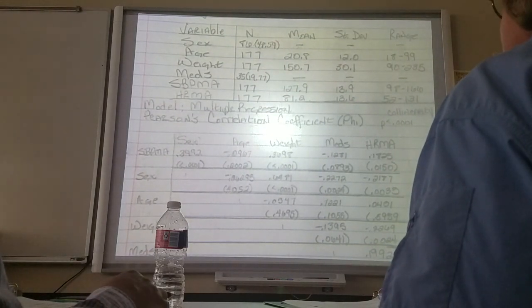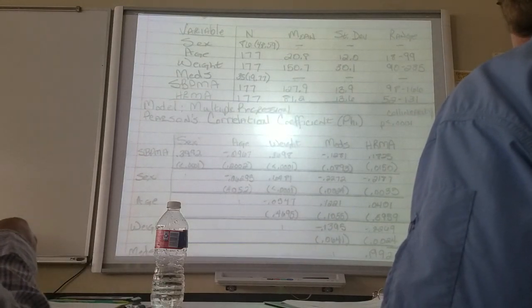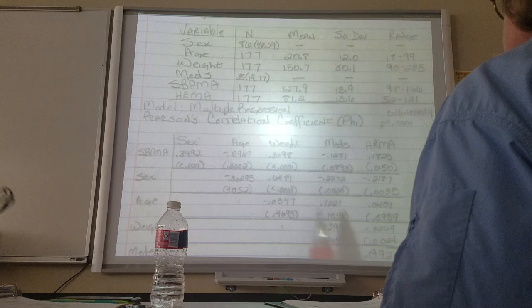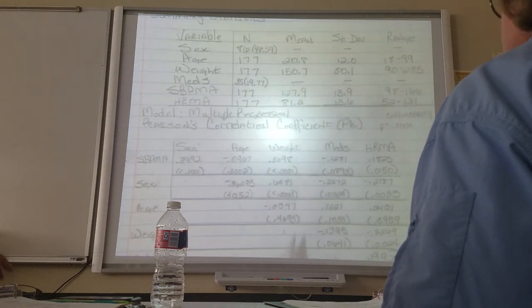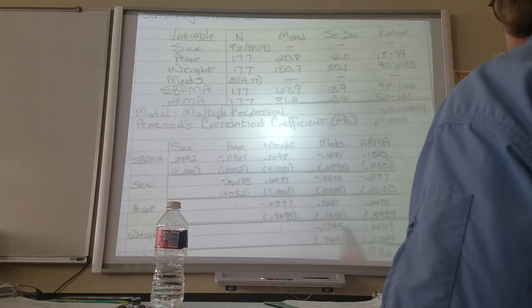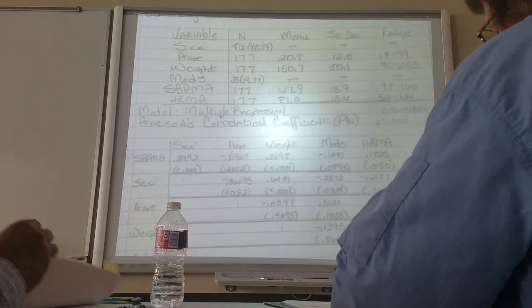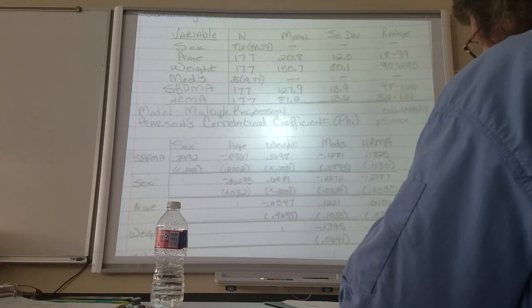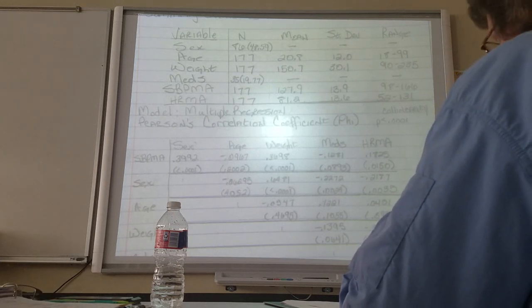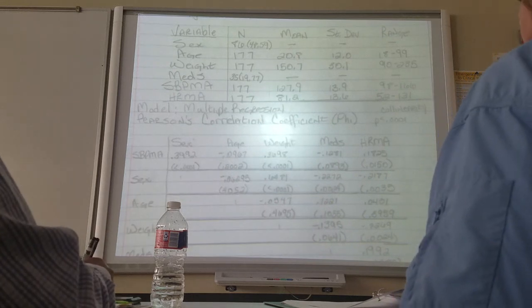Sex, and which one is collinear? The HRMA. No, that's .0035. Sex and... I was thinking it was sex and weight, yeah. So we cannot have sex and weight both in our final model. Right. Okay, now, can you give me the final model?